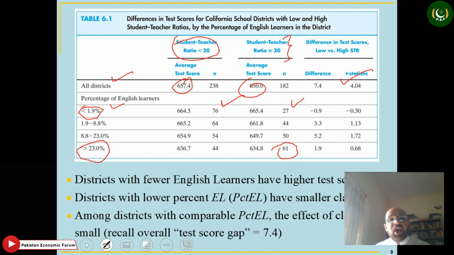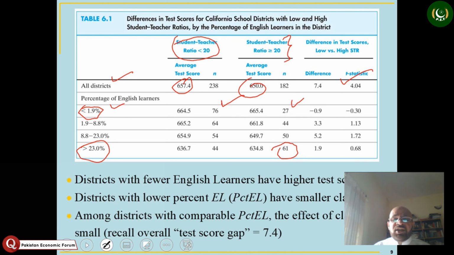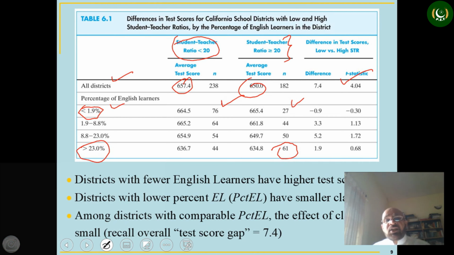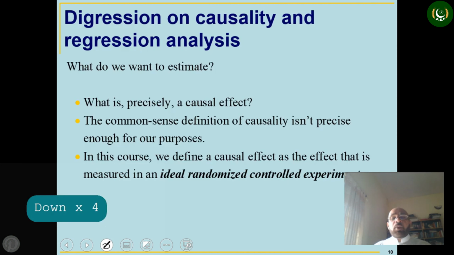And obviously non-native English students will have slightly lower test scores than native English students. So therefore, it's a determinant of y, as well as it is correlated with the right-hand side regressor. If you omit English learner percentage from the model, it may lead to omitted variable bias.